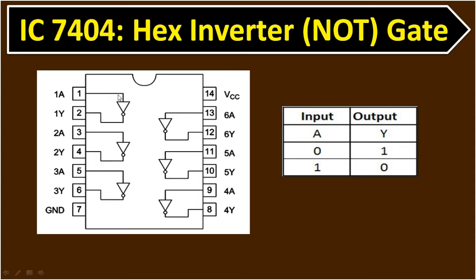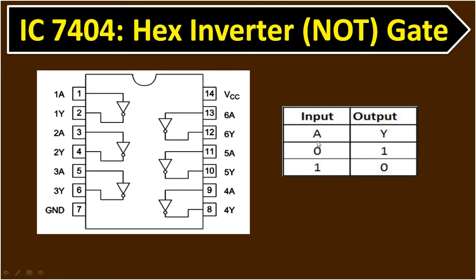Pin number 1 is input, pin number 2 is output, again pin number 3 is input, pin number 4 is output, pin number 5 is input, 6 is output. Then, to maintain this facing of the NOT gate, pin number 8 is output and pin number 9 is input, then pin number 10 is output, pin 11 is input, pin 12 is output, pin 13 is input. So likewise the 6 NOT gates are fabricated inside this IC.